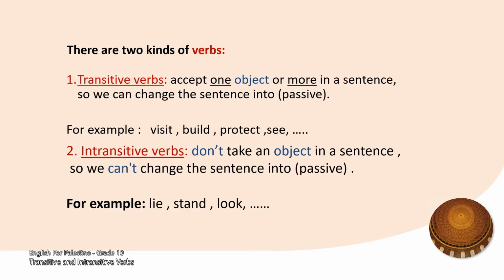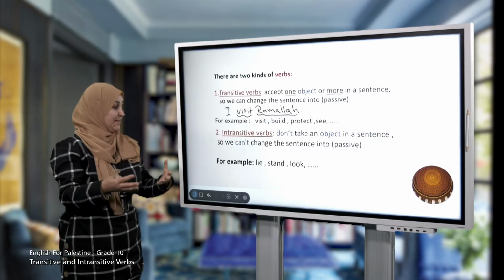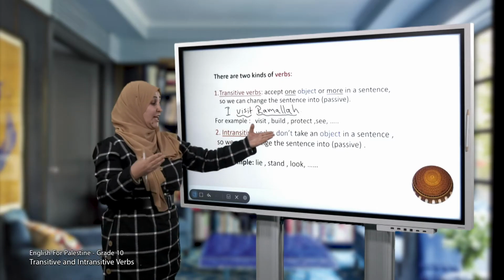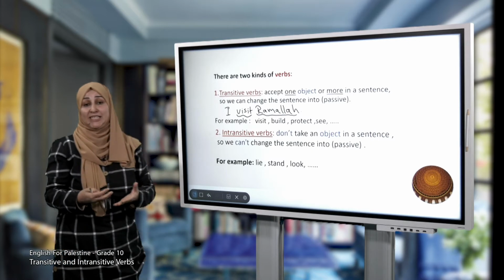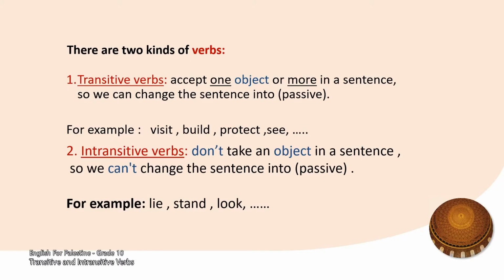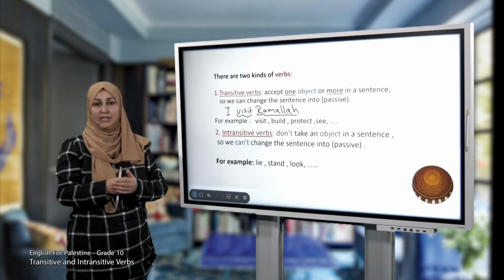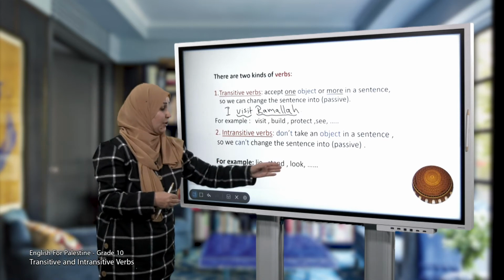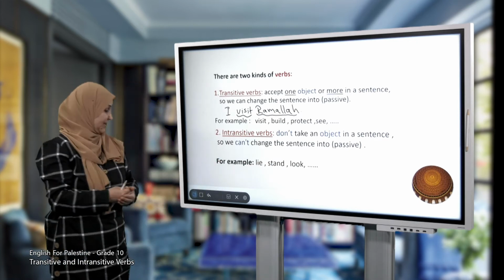Okay. Number two, intransitive verbs. What do we mean by intransitive verbs? They are verbs that do not take an object in the sentence. So in this case, we can't change the sentence into passive. For example, the verbs lie, stand, look. Let us put the verb look in a meaningful sentence.